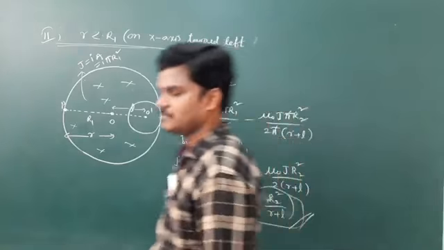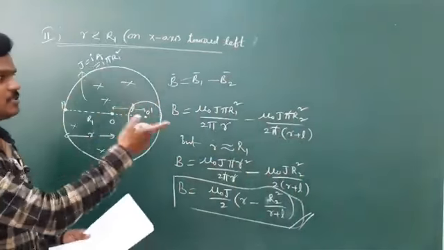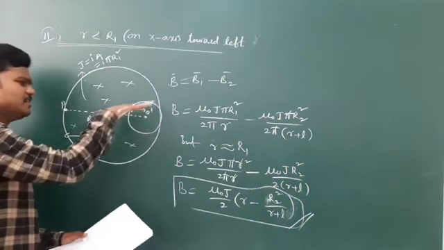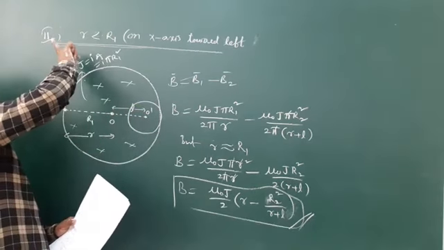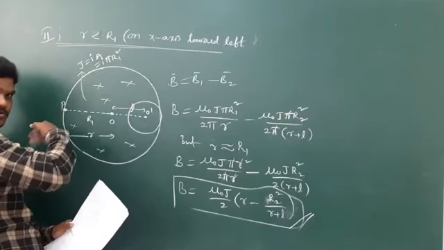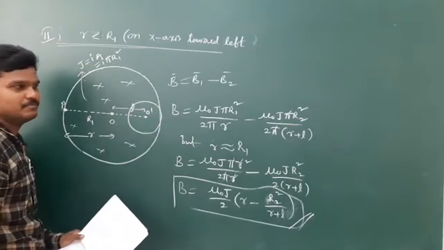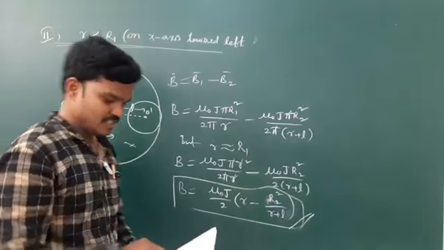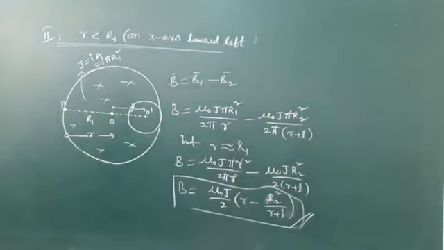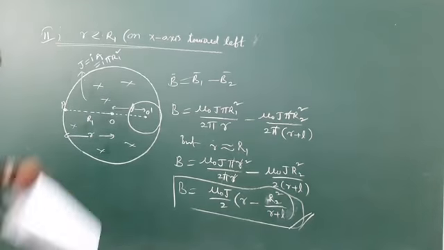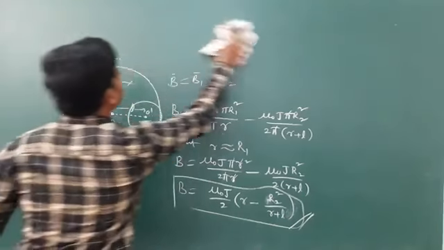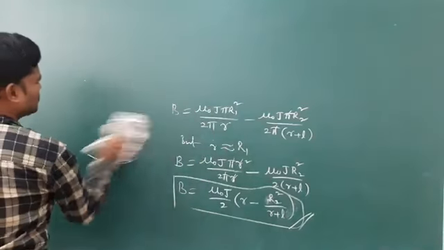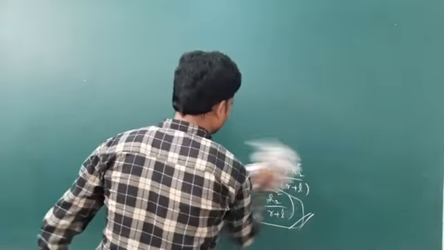Just B1 minus B2. One is in, one is out. Actual direction of B1, if you take here, is upward, and due to this, downward, again B1 minus B2. See, the third one is the most important. The third one is based on some geometry, so listen carefully.